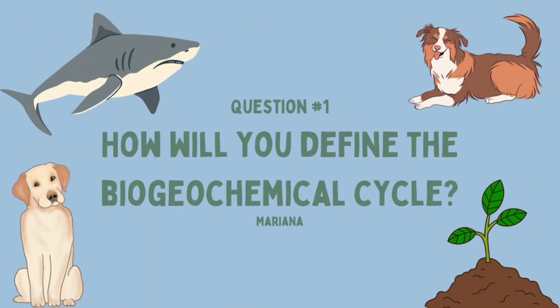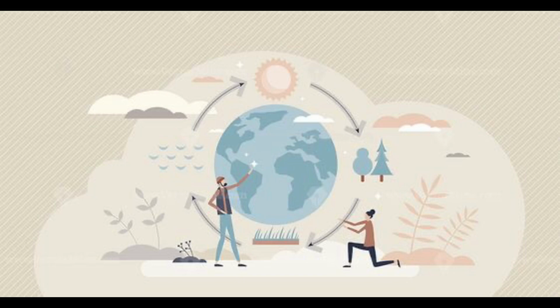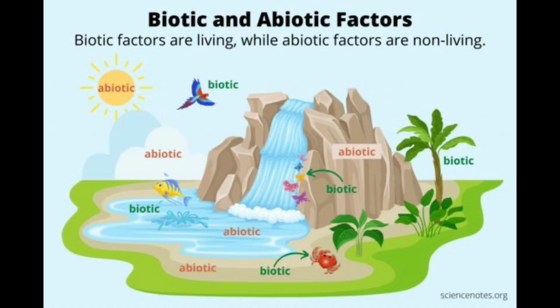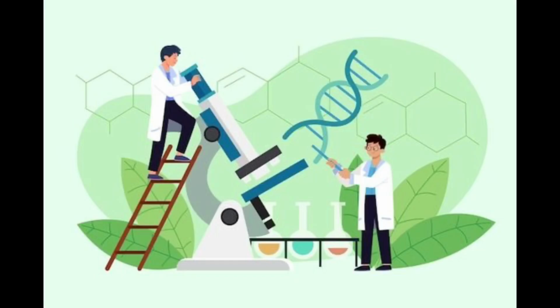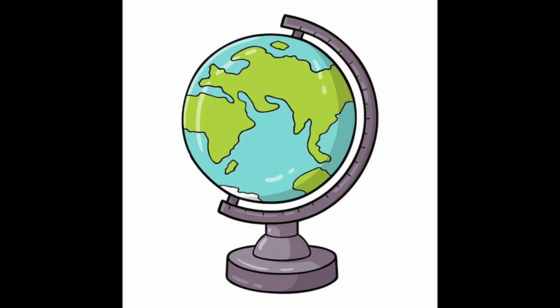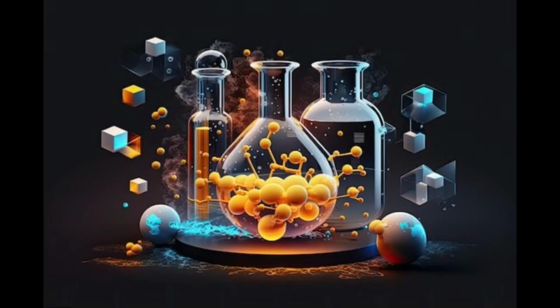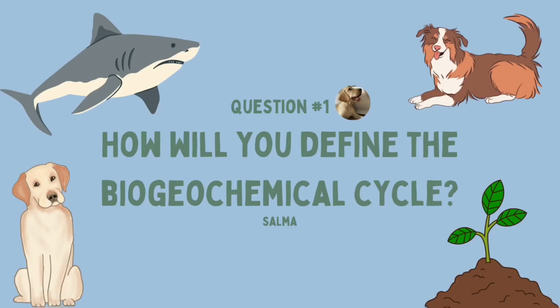My first question for you is, how will you define the biochemical cycle? I will define it as the movement of the nutrients and elements through biotic and abiotic factors, as you said before. Did you know that the term biogeochemical is derived from bio meaning biosphere, geo meaning geological components, and chemical meaning the elements that move through a cycle?